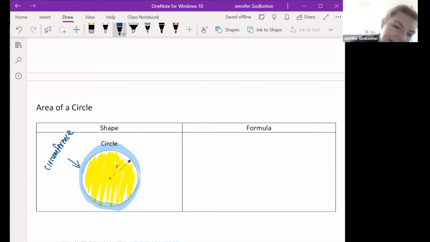Does anyone remember the formula for working out a circumference when we're dealing with a circle? So the perimeter of a circle, how do we work out that circumference? Kanye, yes, can you please help me? What is our formula for finding the circumference of a circle?